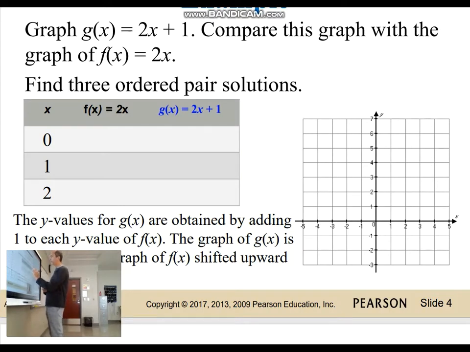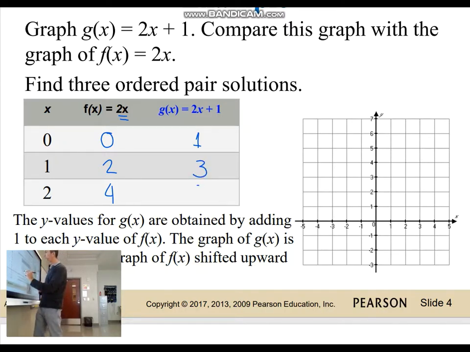For x equals 0, we're going to have f(x) equals 0, right? And for x equals 1, f(x) equals 2. For x equals 2, f(x) equals 2 times 2, 4. Now let's find g(x). For x equals 0, g(0) equals 2 times 0, 0 plus 1, 1. For x equals 1, 2 times 1, 2 plus 1, 3. And for x equals 2, 2 times 2, 4 plus 1, 5.